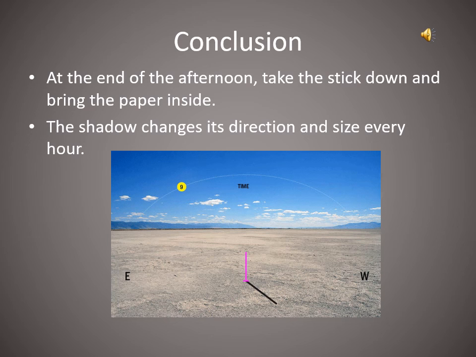What conclusion have you come to? At the end of the afternoon, take the stick down and bring the paper inside. The shadow changes its direction and size every hour due to the position of the sun.